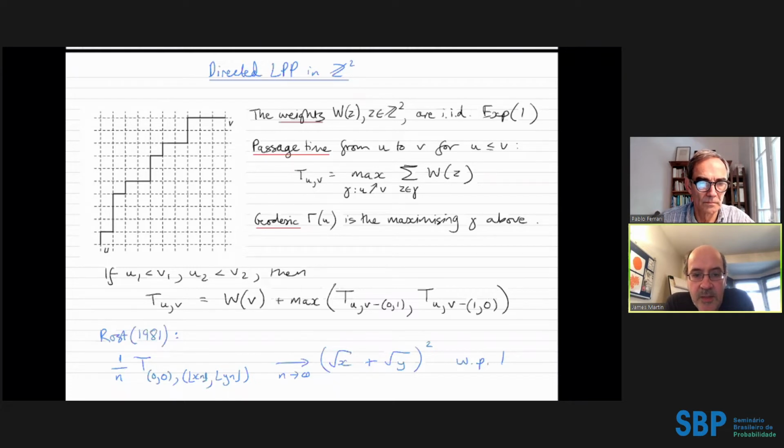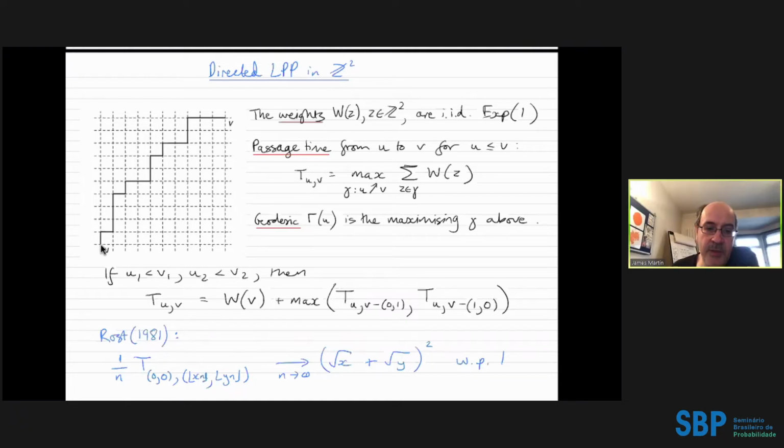So if we've got any 2 points, u and v, where u is below and to the left of v, we define a passage time from u to v, and this passage time is the maximum over all directed paths from u to v. So you look at paths which go from u to v using steps that go up and to the right, like this one that you see here, and that path passes through a whole lot of sites of Z2, and the weight of the path gamma is just the sum of all the weights of the sites along the path. That is called the passage time from u to v.